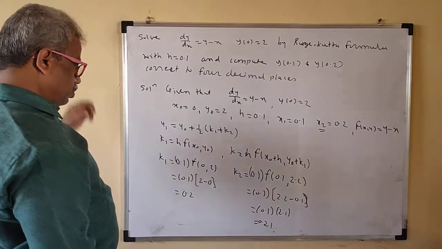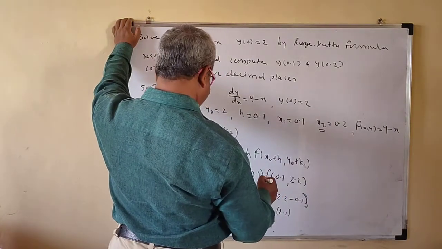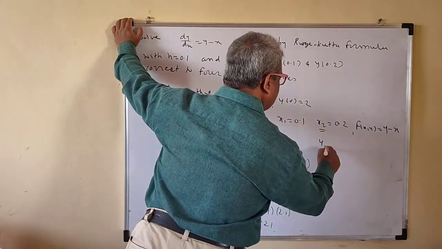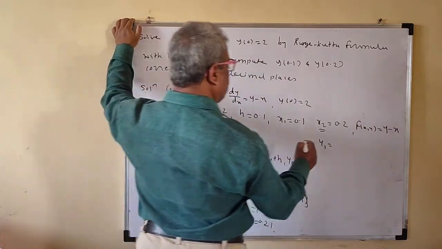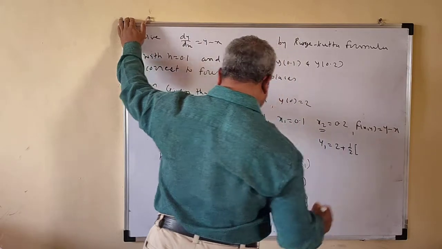Okay. So now we put here y1. So y1 is equal to y naught, which is 2, plus 1 half of k1 plus k2.